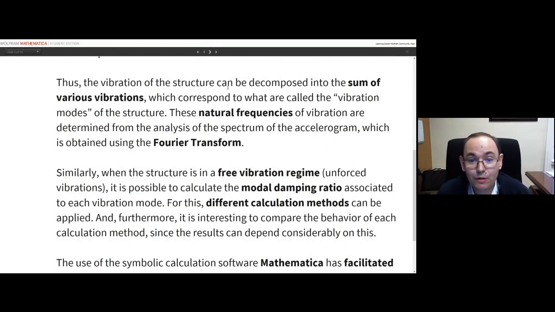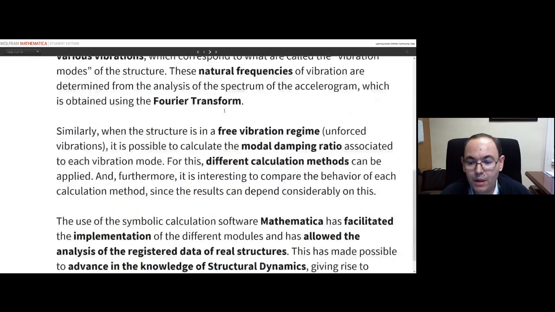This is because the vibration of the structure can be decomposed into the sum of various vibrations, which correspond to what we call the vibration modes of the structure. These natural frequencies of vibration are determined from the analysis of the spectrum of the accelerogram, which is obtained using the Fourier transform. And besides, when the structure is in a free vibration regime, we can get the modal damping ratio. And it's also interesting what happens with the different calculation methods.